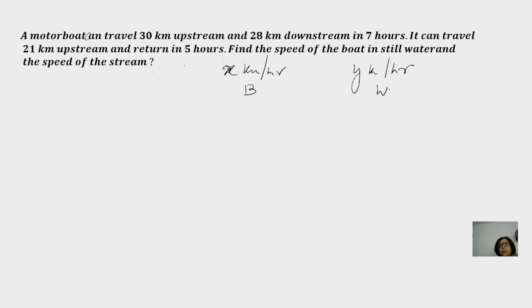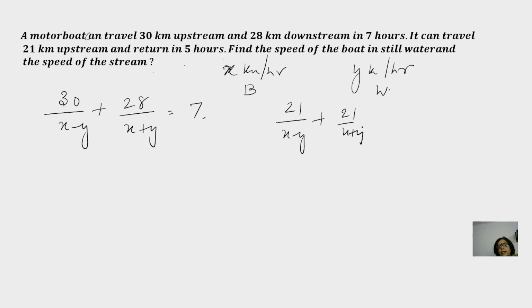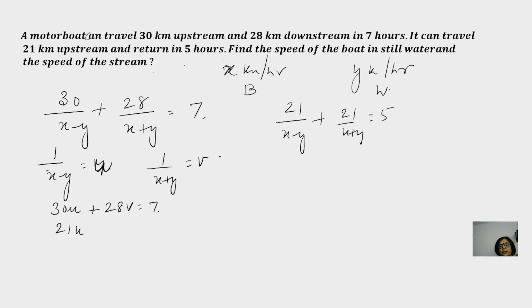Now, going upstream, the relative speed will become x minus y. So 30 by x minus y plus 28 by x plus y is equal to 7 hours. And in the second case, it is 21 by x minus y plus 21 by x plus y is equal to 5 hours. So here we are going to assume 1 by x minus y as u and 1 by x plus y as v. So we get 30u plus 28v is equal to 7. The second equation becomes 21u plus 21v is equal to 5.